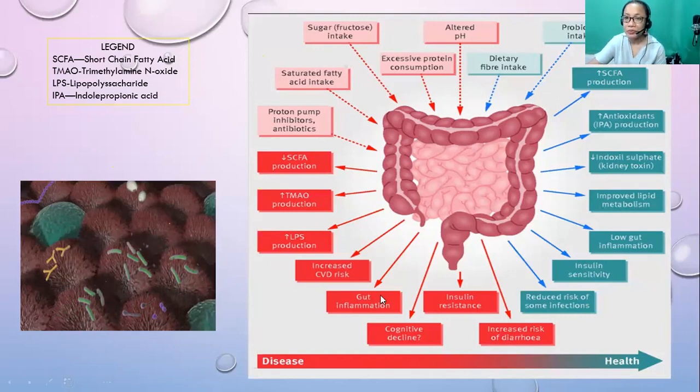Okay, so in this model, or in this presentation, here are the different factors that might affect the human microbiome, and the different factors also that will lead to the causation of disease. So as you can see here, the red ones are the ones that promote disease. The ones in green are the ones that sustain or promote health.